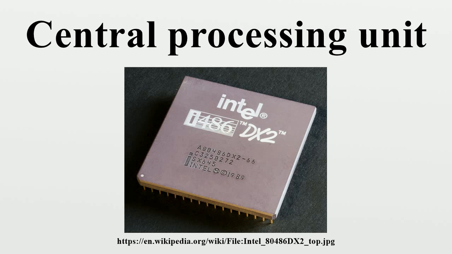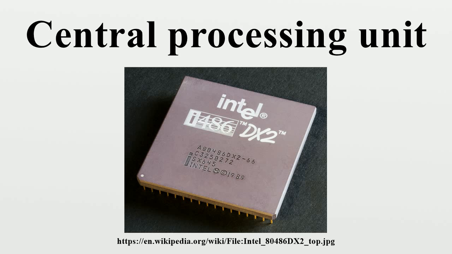The design complexity of CPUs increased as various technologies facilitated building smaller and more reliable electronic devices. The first such improvement came with the advent of the transistor. Transistorized CPUs during the 1950s and 1960s no longer had to be built out of bulky, unreliable, and fragile switching elements like vacuum tubes and relays. With this improvement, more complex and reliable CPUs were built onto one or several printed circuit boards containing discrete components.